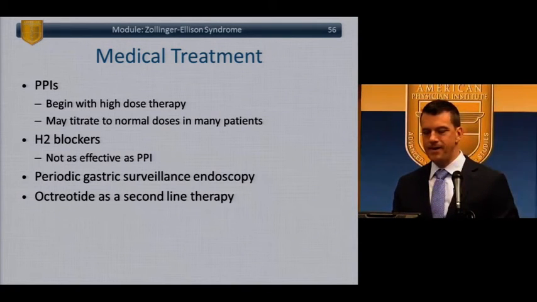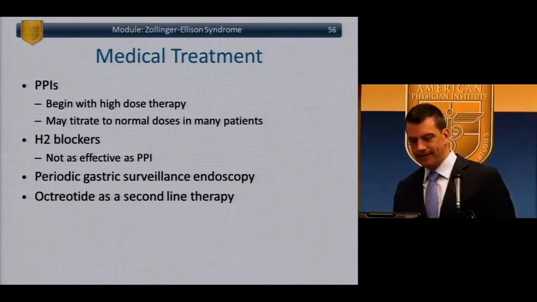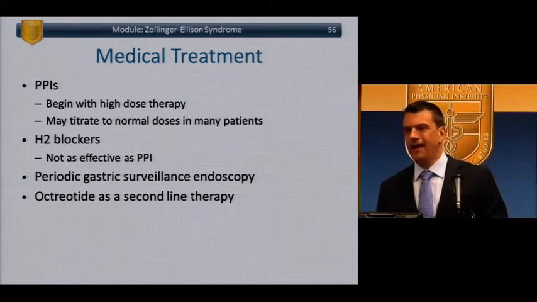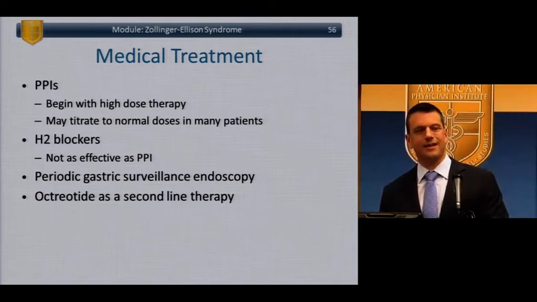Medical treatment is PPIs. This may need very high dose therapy at the start, but can later sometimes be blocked down. H2 blockers are not as effective. They need periodic gastric surveillance endoscopy. Octreotide can be used, but this is a second line of therapy.